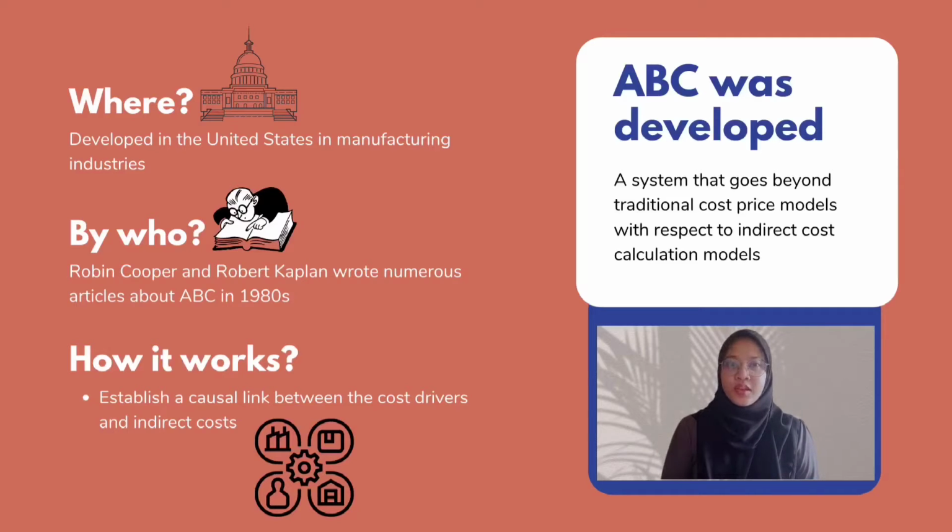Activity-based costing, known as ABC, is a system that goes beyond traditional cost-price models with respect to indirect cost calculation models. This method was developed in the United States and was first introduced in the manufacturing industry to solve the problems of traditional cost-price calculation. In the 1980s, Robin Cooper and Robert Kaplan wrote numerous articles about ABC to widen the use of this approach. Unlike traditional cost-price systems, activity-based costing established a causal link between the cost drivers and indirect costs. By passing on this insight to the responsible cost drivers, a transparent and cost-conscious conduct is stimulated.